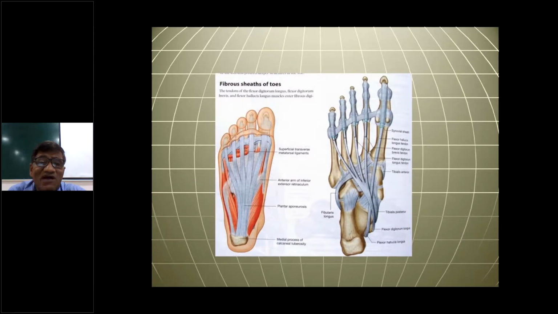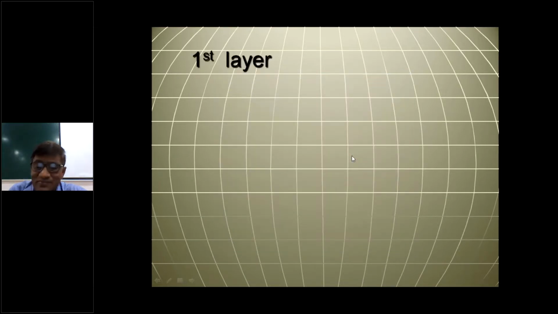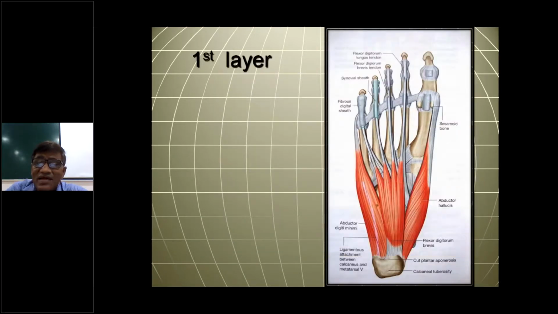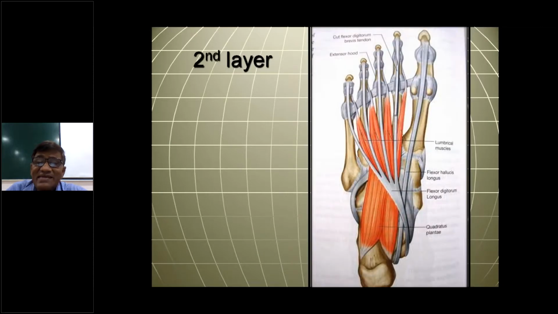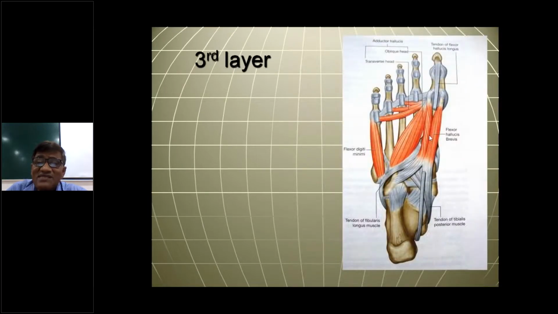So plantar aponeurosis middle half, and then the flexor hallucis longus, middle half flexor digitorum longus. So abductor hallucis here, abductor hallucis, and middle half of the flexor digitorum brevis. Second layer again, this is the flexor hallucis longus and the middle half of the flexor digitorum longus, and from the third layer, flexor hallucis brevis.